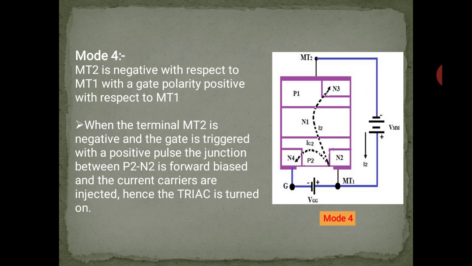In mode of operation 4, MT2 is negative with respect to MT1, with gate polarity positive with respect to MT1. Where the terminal MT2 is negative and the gate is triggered with a positive pulse, the junction between P2 and N2 is forward biased and the current carriers are injected, and the triac is turned on.